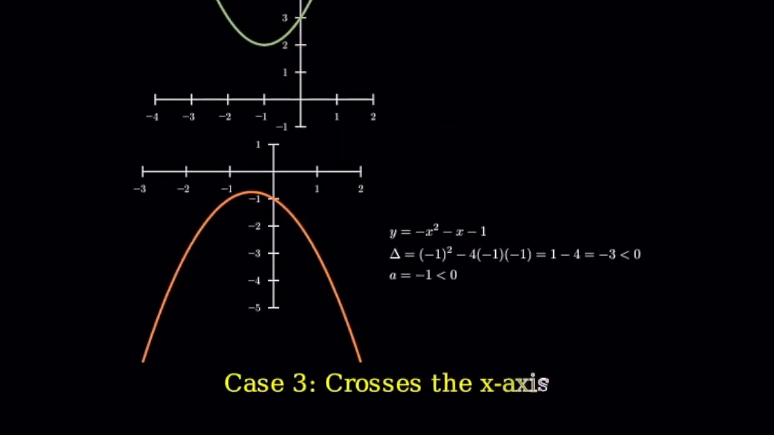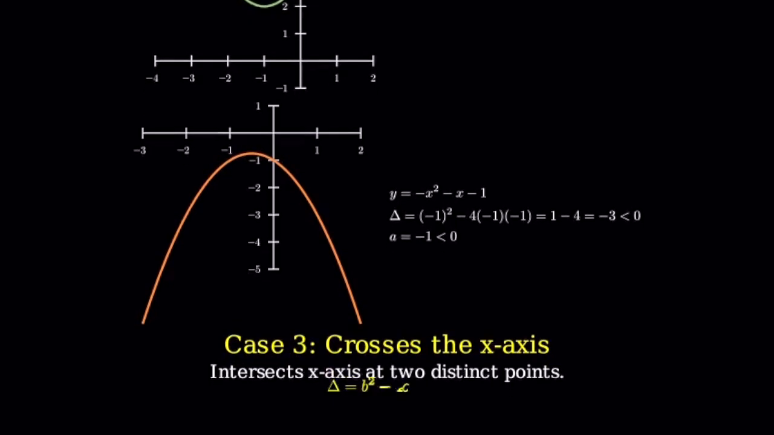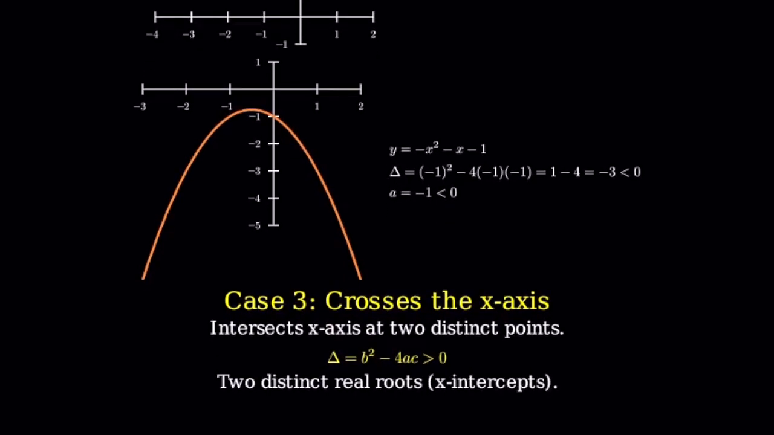Finally, the third case is when the parabola crosses the x-axis at two distinct points. This happens when the discriminant is positive. In this scenario, the quadratic equation has two distinct real roots which correspond to the x-intercepts of the parabola. For example, y equals x squared minus 5x plus 4. The discriminant is negative 5 squared minus 4 times 1 times 4, which is 25 minus 16, or 9. Since the discriminant is positive and a is positive, the parabola opens upwards and crosses the x-axis twice, at x equals 1 and x equals 4.